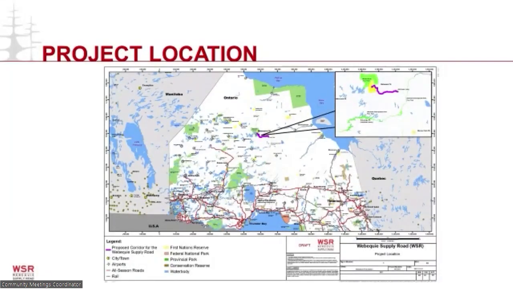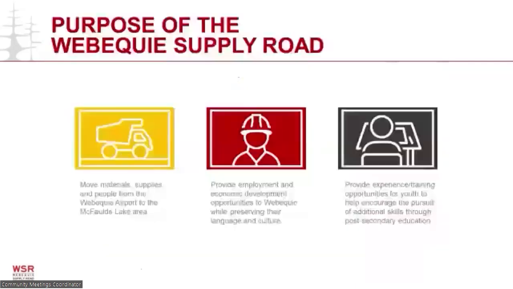Webequie First Nation is about 200 to 250 kilometers from the Hudson Bay and James Bay coasts, and the planned Webequie Supply Road runs south of Webequie and then east to the Ring of Fire area. The purpose of the Webequie Supply Road is to move people and supplies to the Ring of Fire area, create jobs and business opportunities for community members, as well as skills training opportunities for young people.